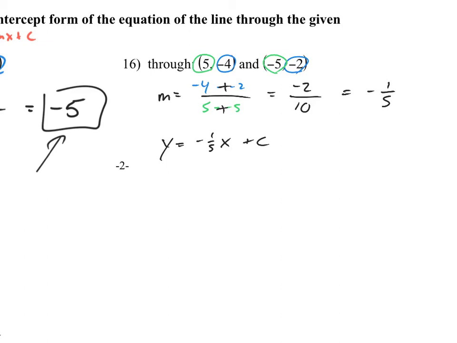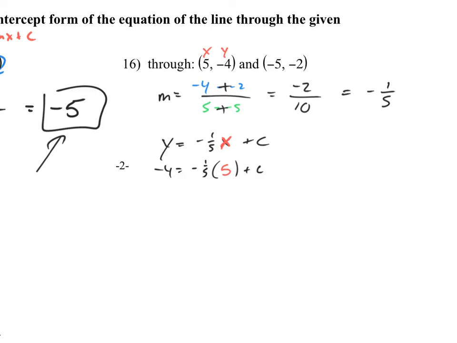I don't know what c is, but I can calculate it by picking either one of these x and y coordinates. I'm going to choose this one because there are fewer negatives, and that's nice for me. So instead of this x, I'm going to put in 5, and instead of that y, I'm going to put in that -4, right? Get c.